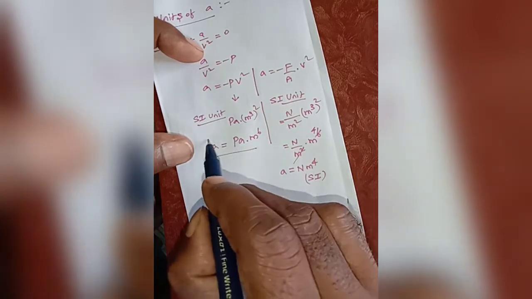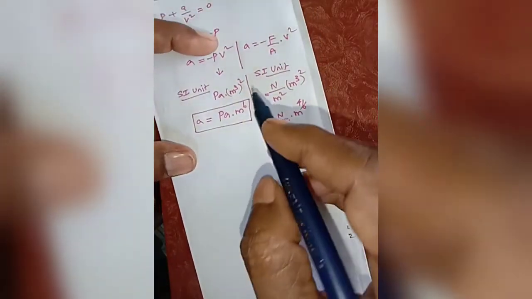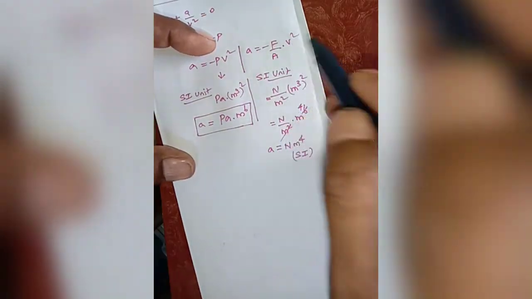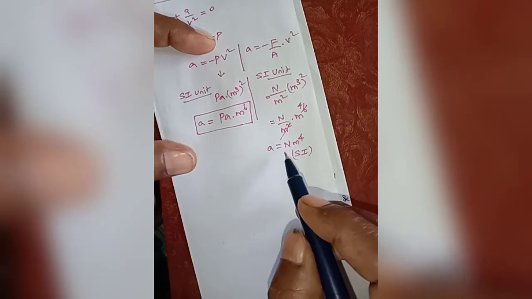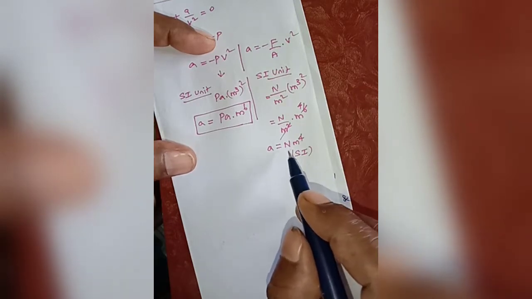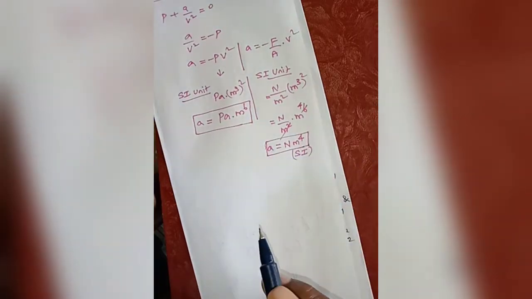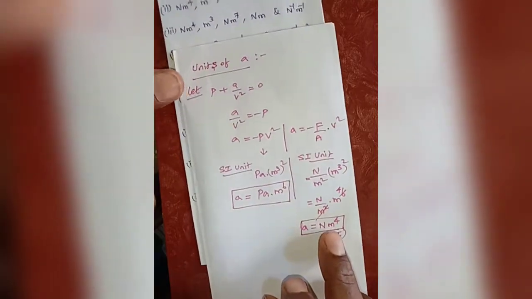This is also a unit of a, and another SI unit for this expression, F by A into V square. Use this expression. Finally the unit value is Newton meter power 4. This is another SI unit of a. So in SI units, Newton meter power 4, the second answer, and the third answer, first and second answer la first la irukku. So this is the unit of a.